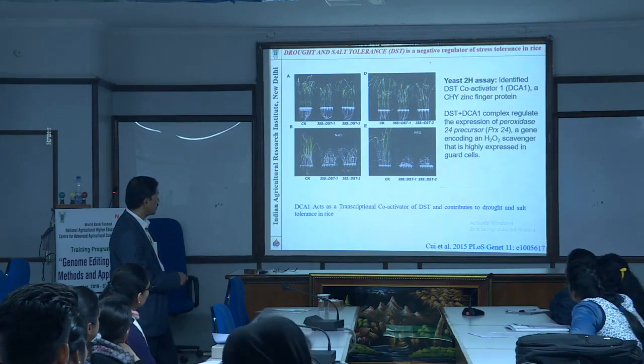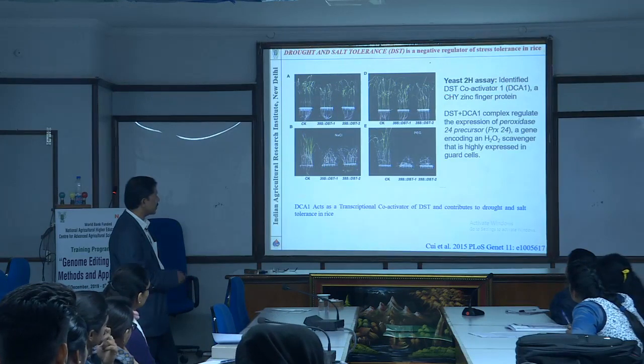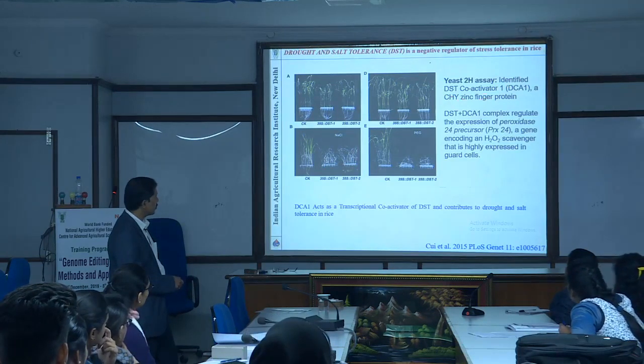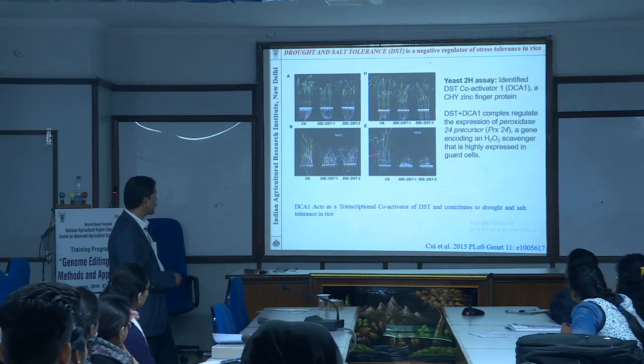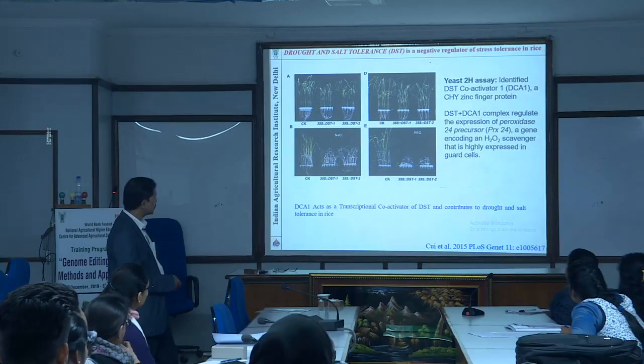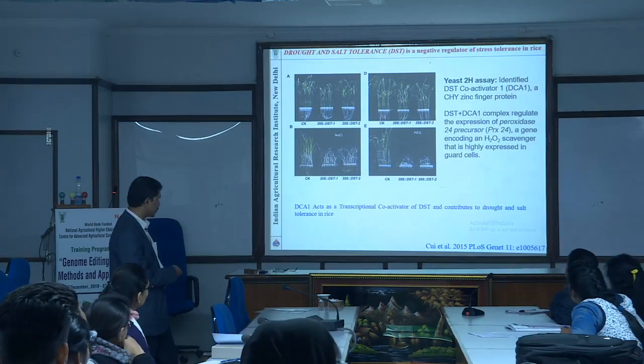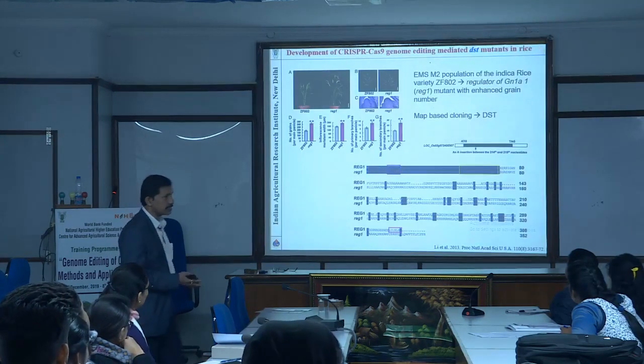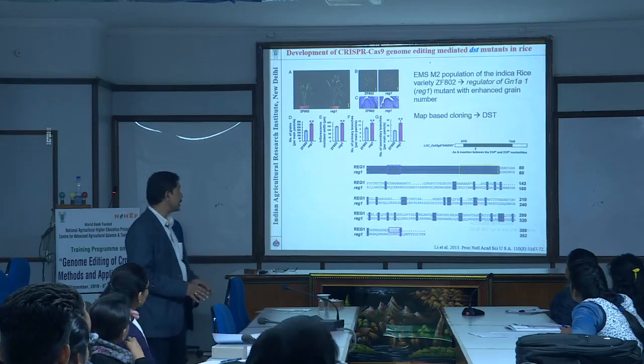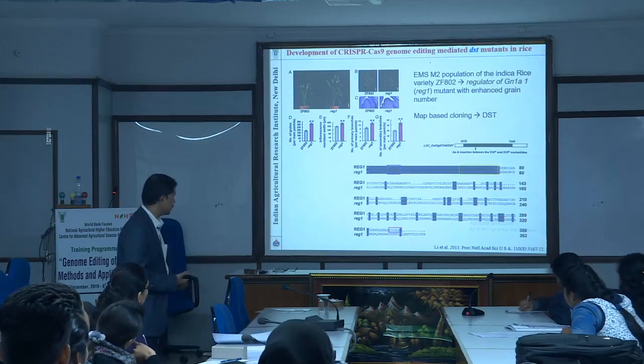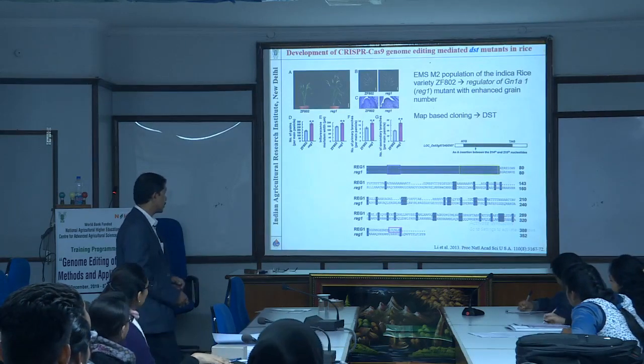And by using yeast two hybrid also, they identified another co-activator, a zinc finger protein, which is called BCA. When this was overexpressed, these plants also produced a sensitive phenotype to drought and salt. So by different means, it appears that if we mutate DST, we may get a good phenotype for stress tolerance.